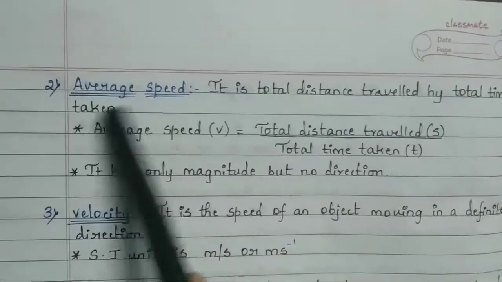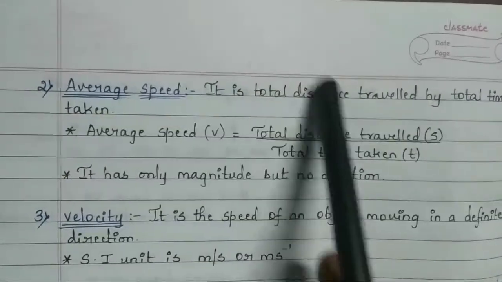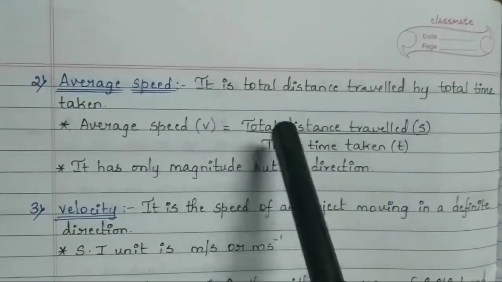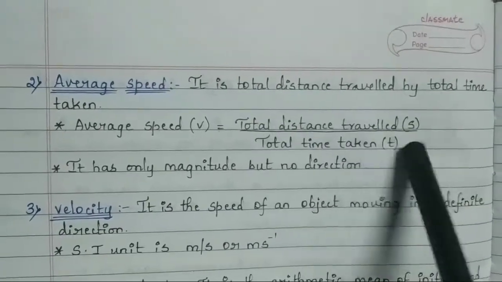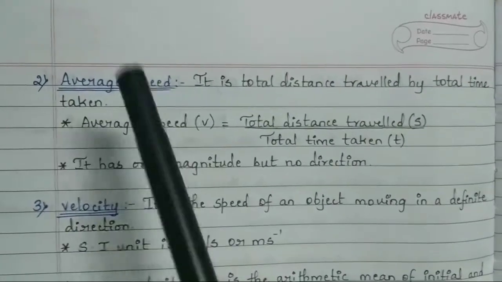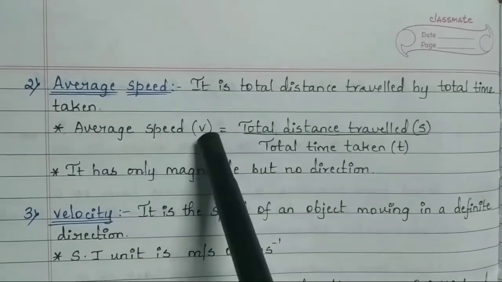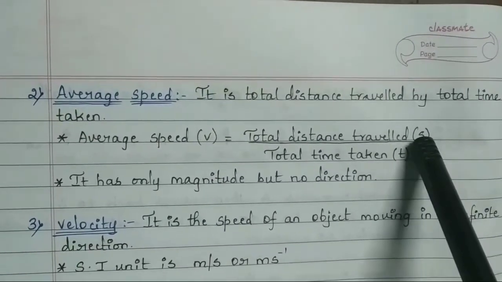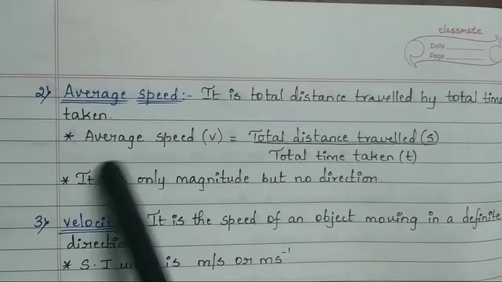So what is average speed? It is the total distance traveled divided by time taken. Here we have to add all those distances which have been covered in non-uniform motion, and divide by the total time taken in traveling all those distances. What is the formula here? Average speed is denoted by the letter V, total distance traveled is denoted by the capital letter S, and time taken is denoted by the letter T. So this is the formula for average speed.